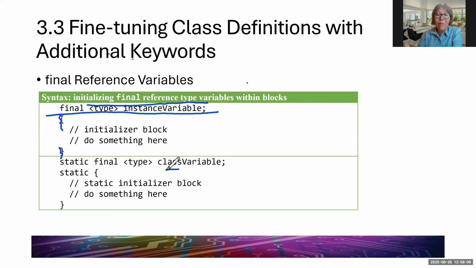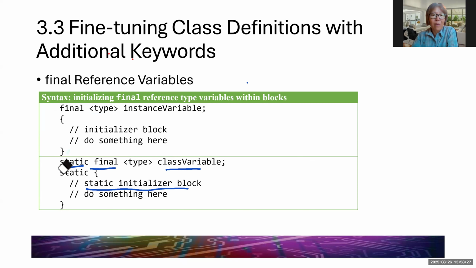And if you have a variable inside the class that's not just final, it's also static, then you can use a static initializer block to initialize it. And we will see this in our example.